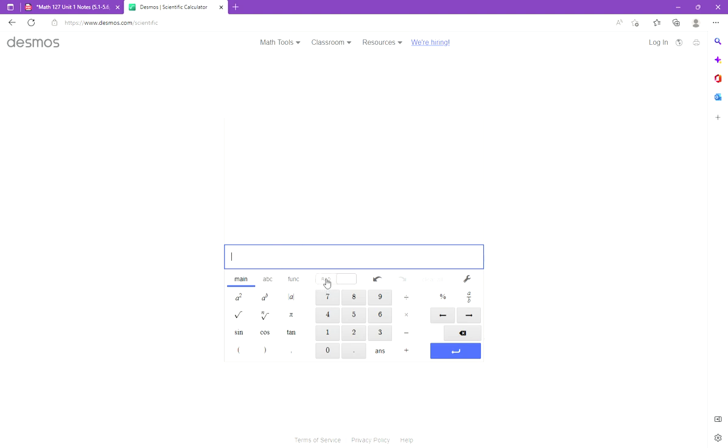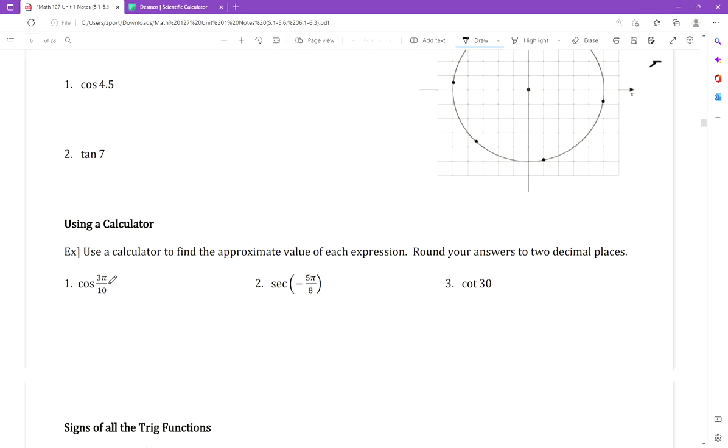But make sure it's in radian mode. There's radians and degrees. So we're in radian mode. And then let's show how to do these. Use a calculator: cosine of 3 pi over 10.